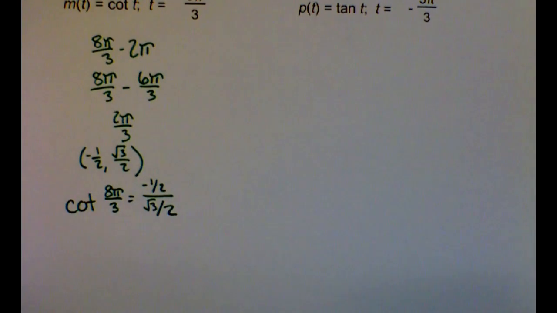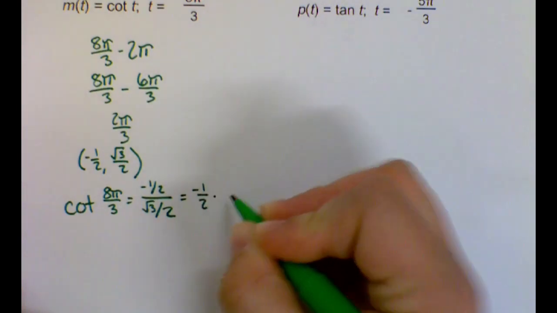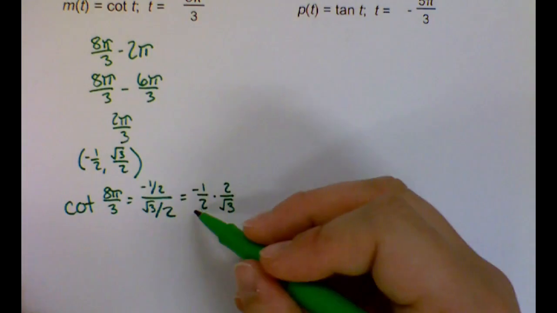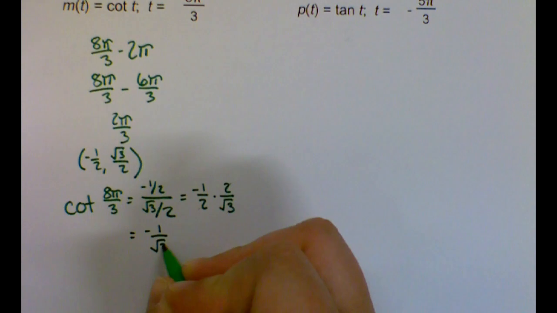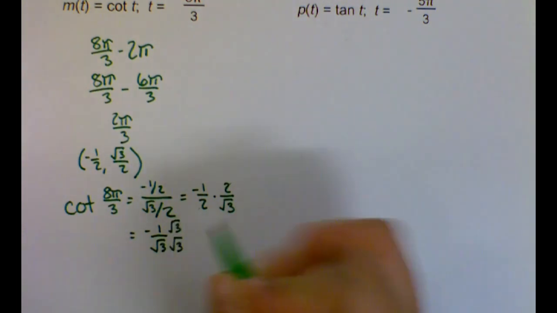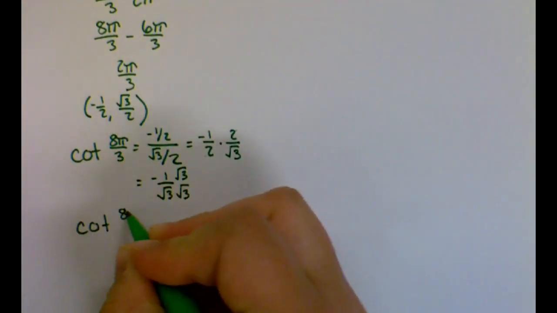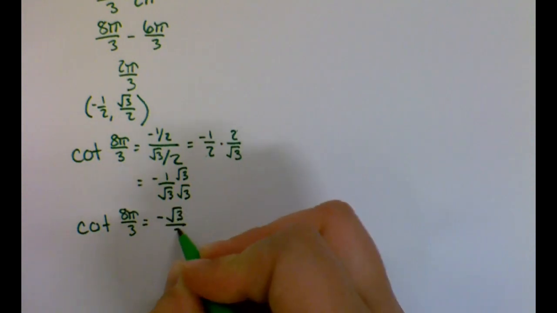The nice thing about fractions is if they have the same denominator, it cancels in this case. But I could also multiply by the reciprocal of the denominator. Oh, look, those 2's cancel. I have negative 1 over the square root of 3. Well, we don't want a square root in the denominator, so we multiply it up to the numerator. And the cotangent of 8 pi over 3 is negative square root 3 over 3.